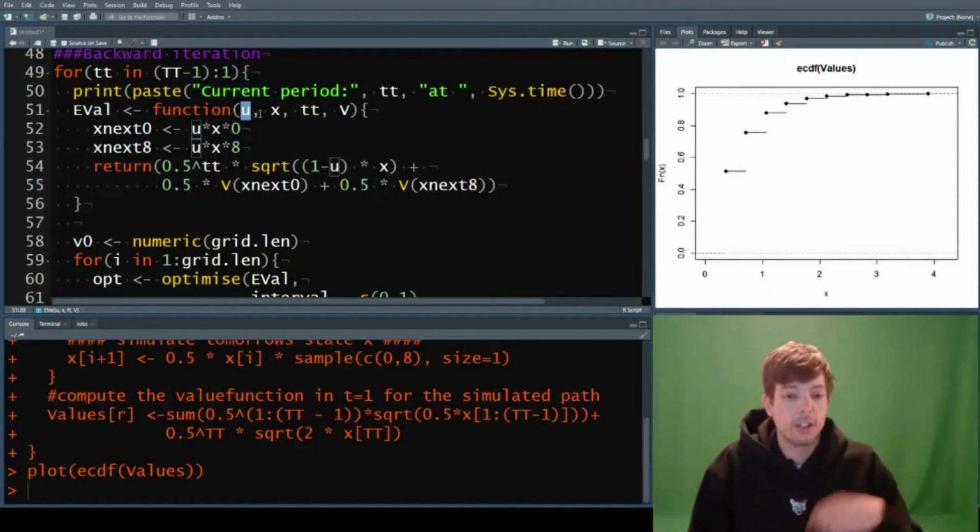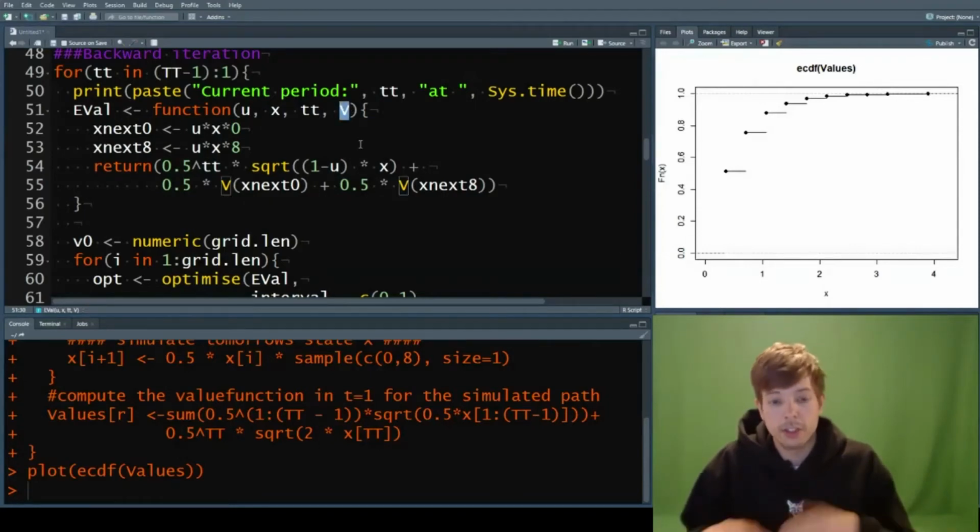The first one is the one we want to optimize over, so the optimal control: how much do we invest, what is the share we want to invest of our wealth. The second argument is the time we're currently in, and the fourth one is the value function of the next period. So we could also call this one V_{t+1} or something.